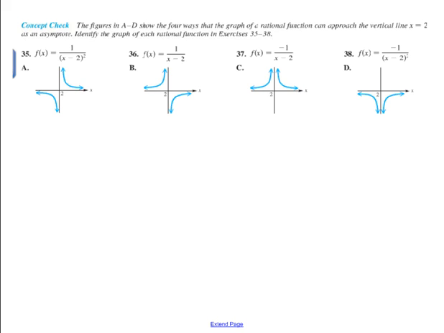Here's a concept check. It's giving us 4 ways that the graph of a rational function can approach the vertical line x is equal to 2. Identify the graph of each rational function. So we're going to have to do some matching here.